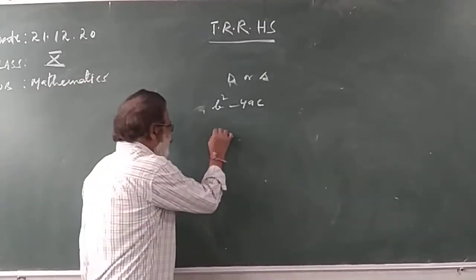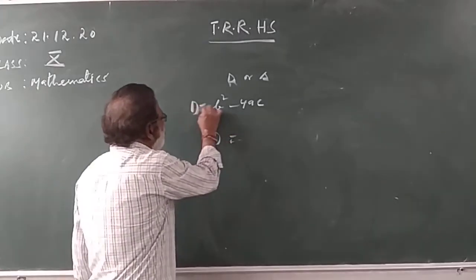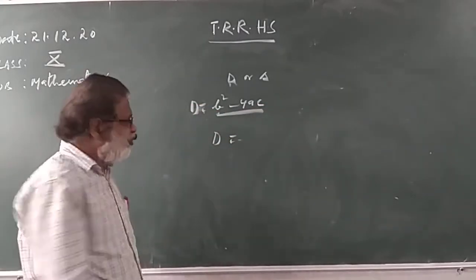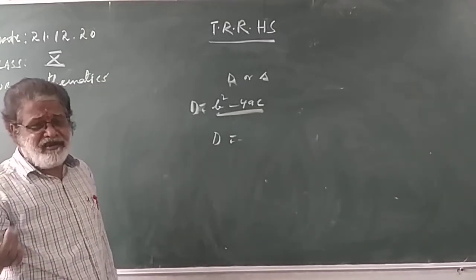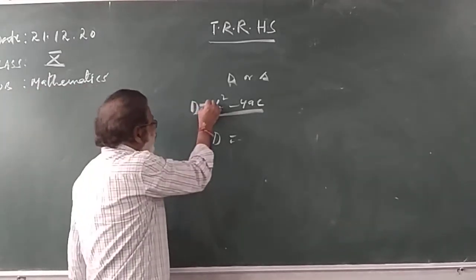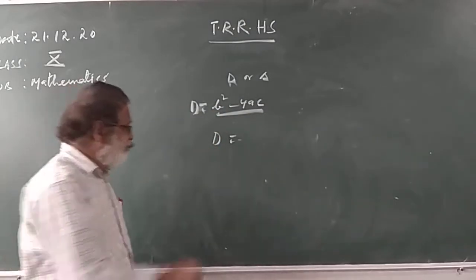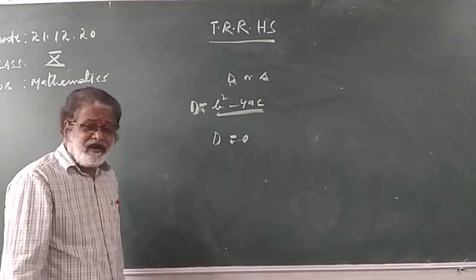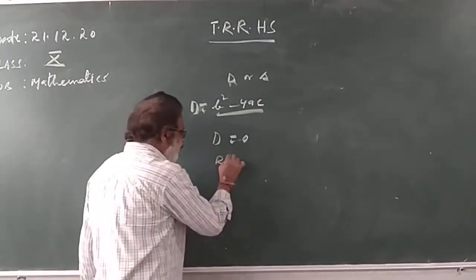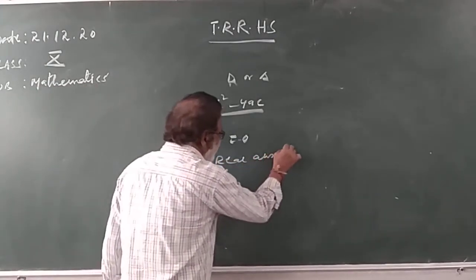For example, D is equal to what? b square minus 4ac. You know where a, b, c are: a is the x square coefficient, b is the x coefficient, c is the constant. First we find out the discriminant b square minus 4ac. Suppose the D value you got is 0. When D is 0, the roots are real and equal.